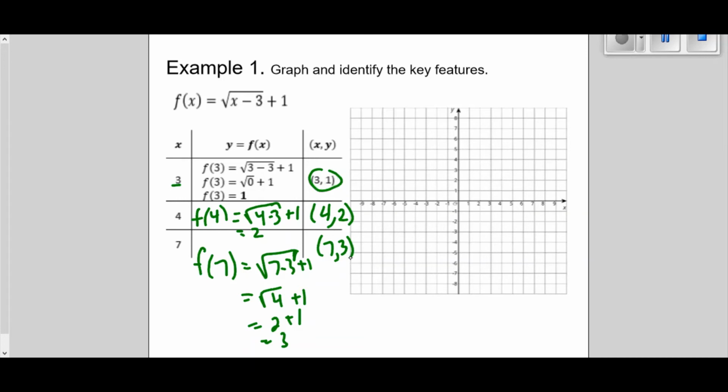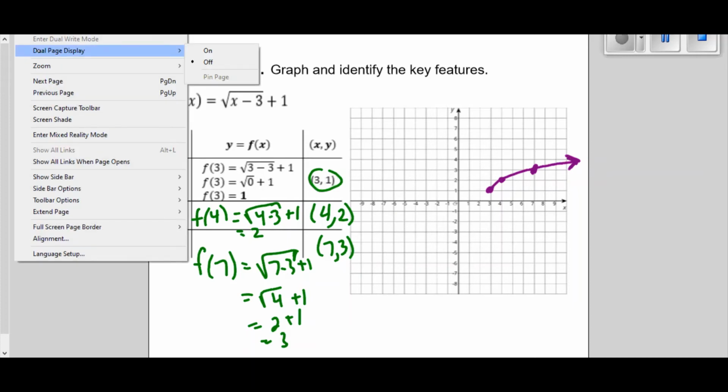I'm just going to plot each of these. So go ahead and plot them. Pause the video. I'm going to plot them, and when you unpause it, I will have plotted these. So this is the graph that I have for example 1. Make sure yours looks like mine. And let's go ahead and identify the key features of this graph.